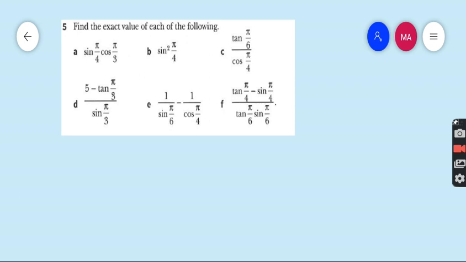This is question number 5. Find the exact value of sine pi by 4 cos pi by 3.